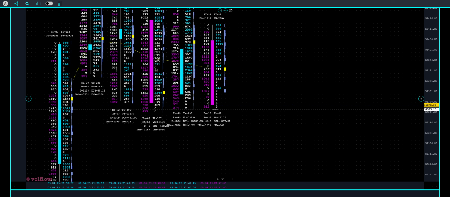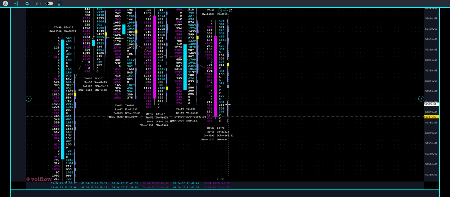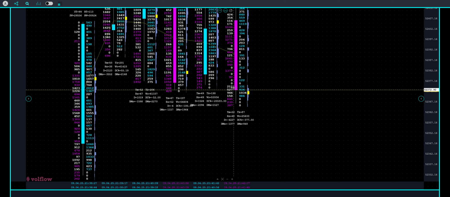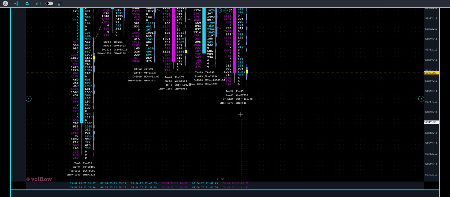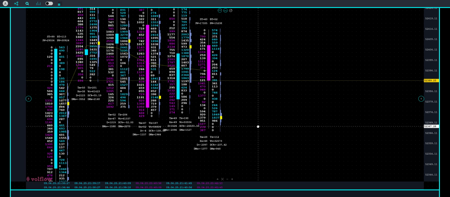Let's see. So again, it's coming back. Okay, that's good. So it broke basically, but this break is not a very serious one. It came just to grab some liquidity here. It's not seriously going down at this moment, what I feel. Let's see, wait. You have to wait and see.